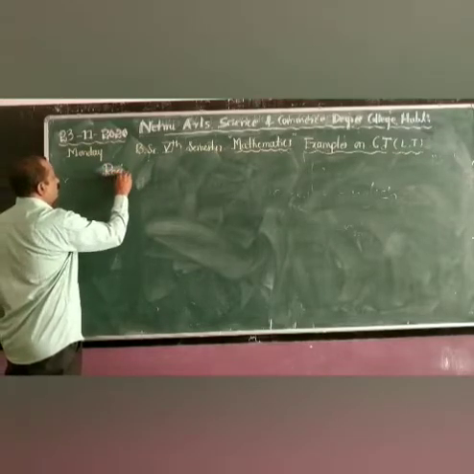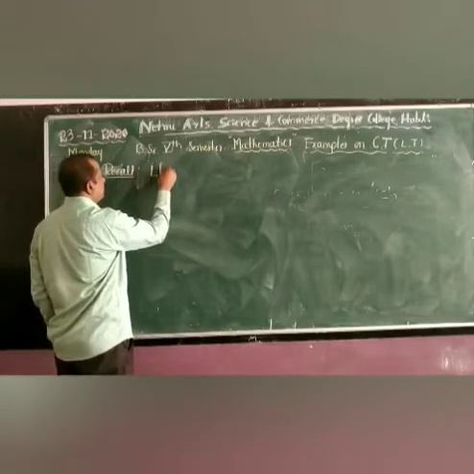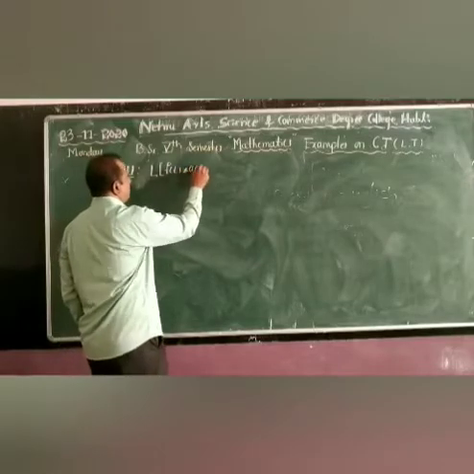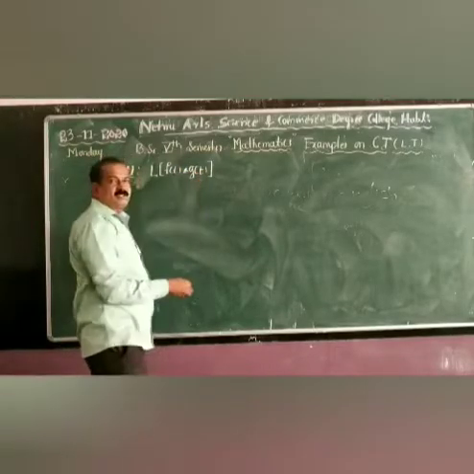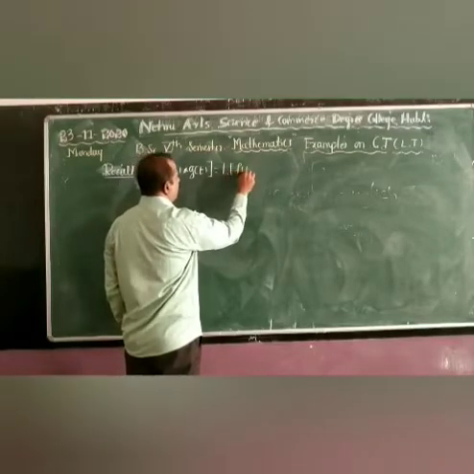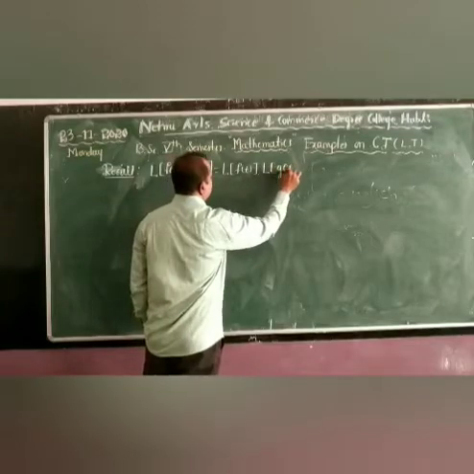Before that, recall what the convolution theorem is. The convolution theorem states that L of f of t star g of t is equal to L of f of t into L of g of t. We did the examples on this also.